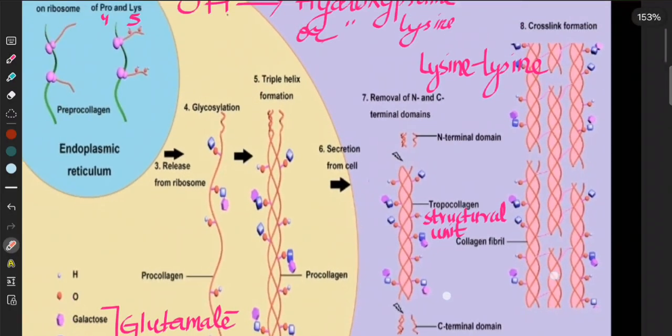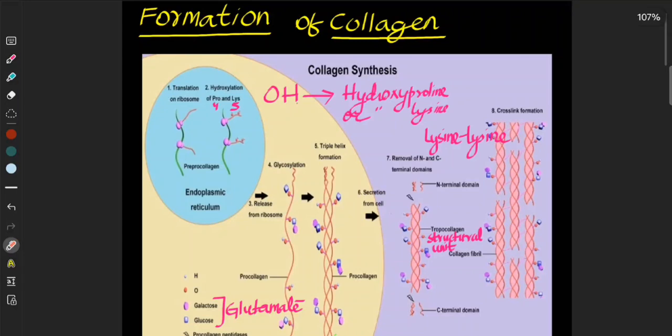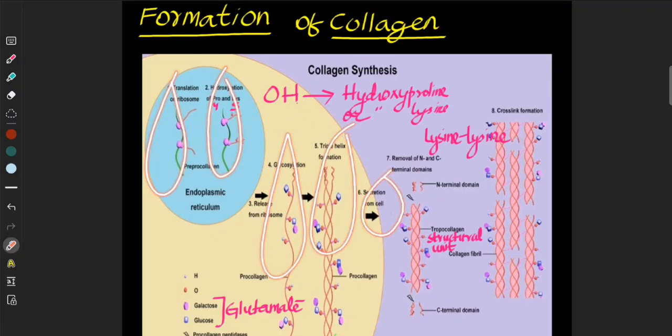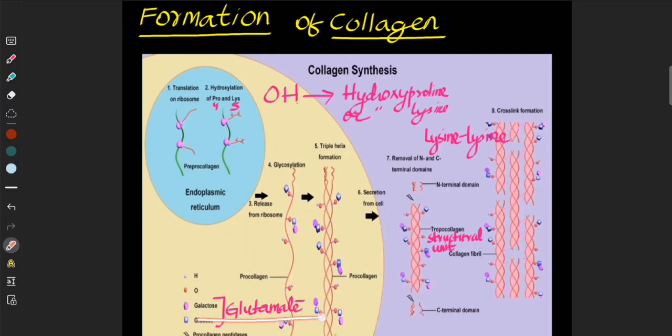So this is actually the synthesis of collagen: translation, hydroxylation, then glycosylation, then triple helical formation, secretion, then removal of the N and C terminal, then cross-link formation, and then the amino acids which are actually involved in those processes. You have to know about it. Hydroxylation is usually in the proline and lysine at the fourth and fifth position, right? So this is all about collagen synthesis.